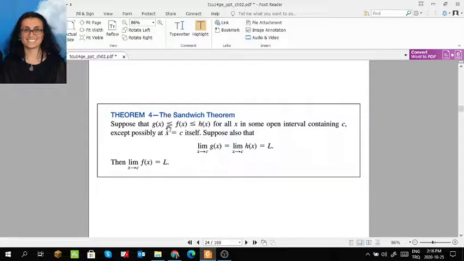When you have g, f and h ordered like that, in other words, f is squeezed between g and h, for all x in some open interval containing the point c, and also if we assume that g and h have limits as x approaches c, and if they have the same limit L, then the limit of the function between these two functions is going to have the same limit, L.